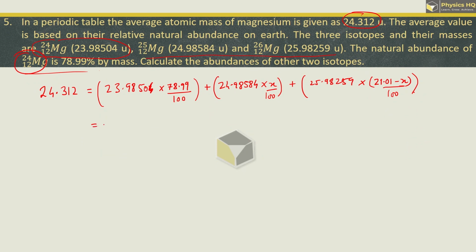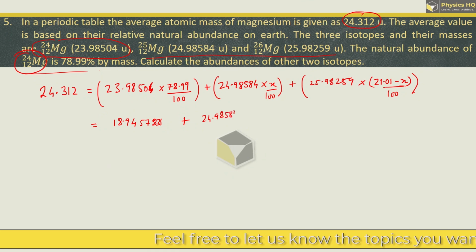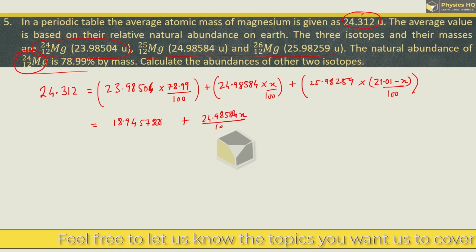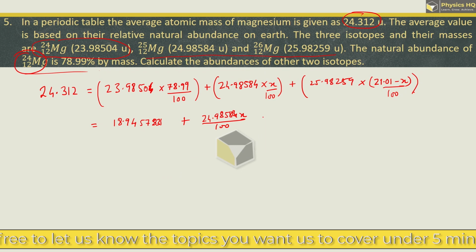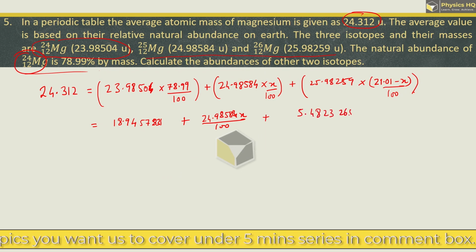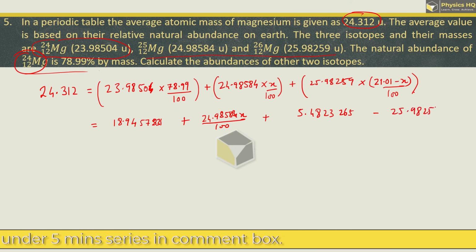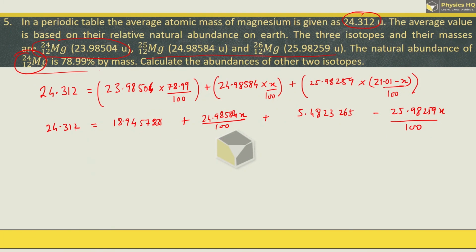सो दिस विल बी इक्वल टू 18.9457831 प्लस ये सेकेंड वाला विल कीप एज इट इज 24.98584x divided by 100 plus 5.482325 माइनस में आ जाएगा 25.98259x divided by 100. Okay, और ये बाजू में अपने पास है 24.312.